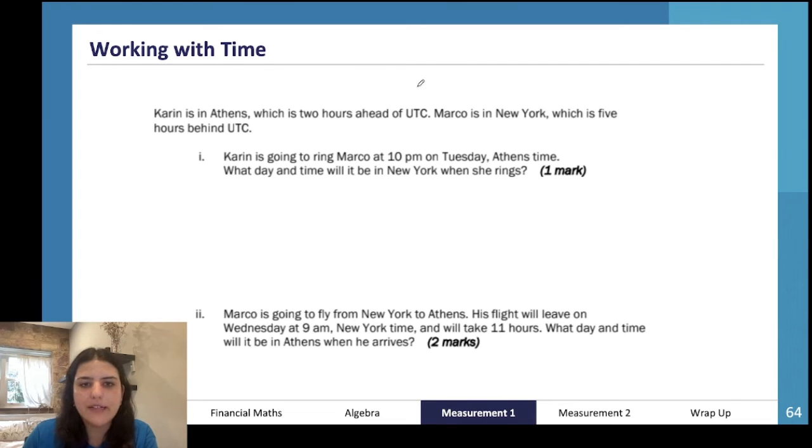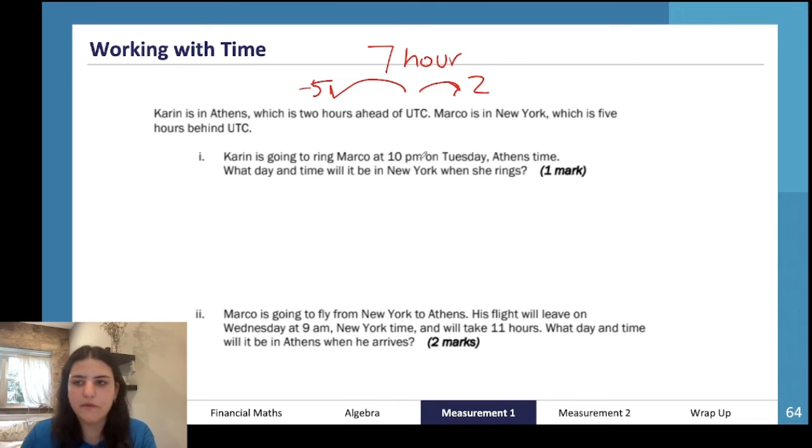So Karen is 2 hours ahead of UTC. Marco is 5 hours behind. So there is a 7-hour difference. So 7 hours before 10 p.m. is going to be 3 p.m. on Tuesday in New York.